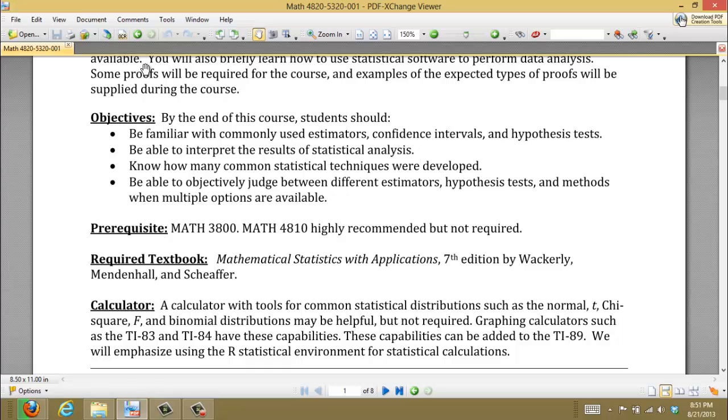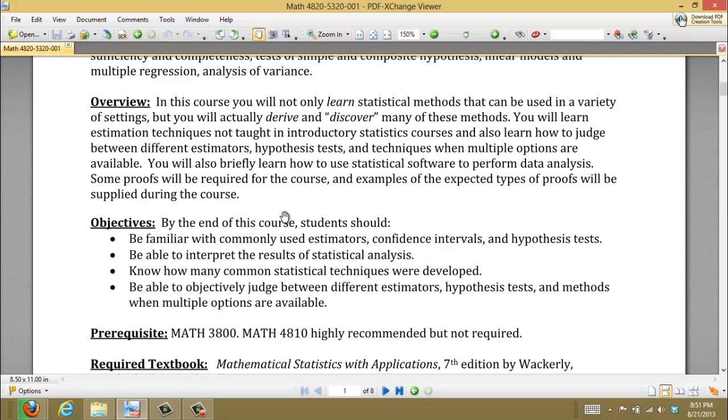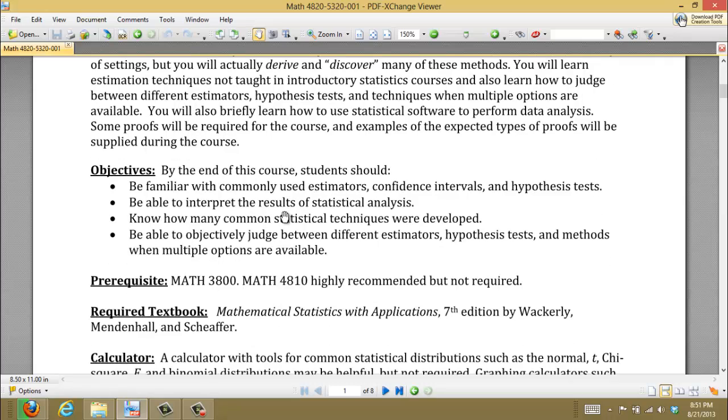So you can see here some of the objectives of the course. I essentially already talked about that in the overview. But really, you're going to know how to do statistics at the end of this course. I'm not just going to teach you rote memorization. Here are 8 different tests, and pick one of them.